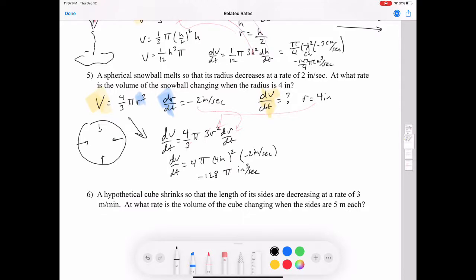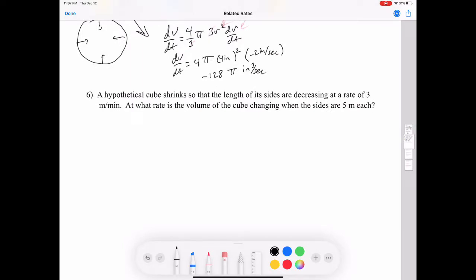Okay, let's do one last problem. A hypothetical cube shrinks so that the length of its sides are decreasing at a rate of 3 meters per minute. At what rate is the volume of the cube changing when the sides are 5 meters each? So draw a cube. They're all the same side, so there's s, s, and s. The sides are decreasing, so ds over dt is negative 3 meters per minute.